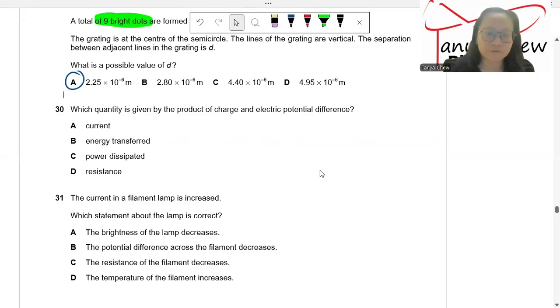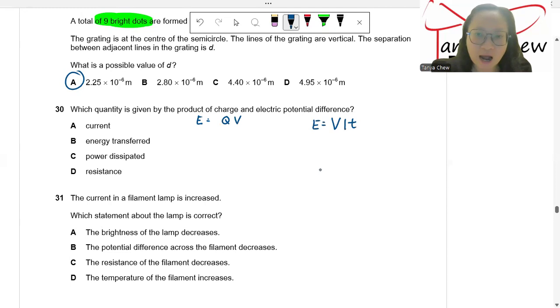30, which quantity is given by the product of charge and electrical potential? That is called energy because E is equal to VIt. So that is why B is the answer.